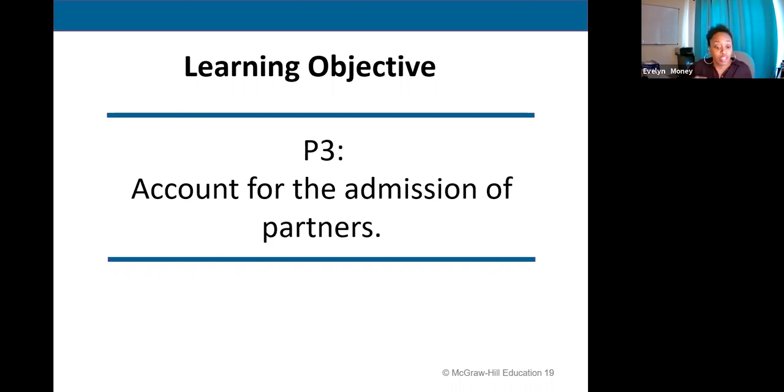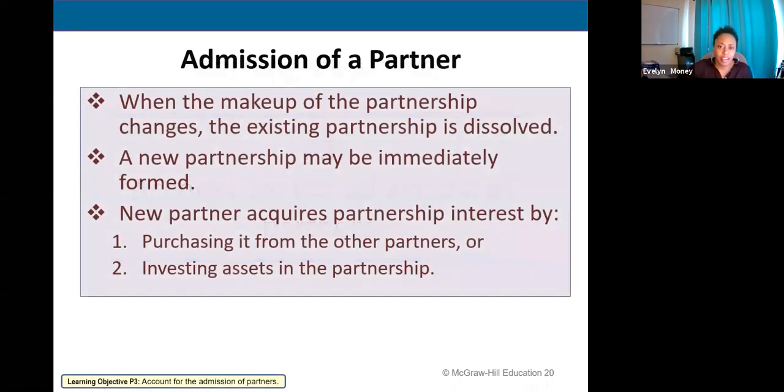So in the previous video, you were able to see the entries for the formation of a partnership. When a new partner comes in, it looks very similar in some situations. In other situations, there could be a bonus. So we'll talk about that as well as what the definition of a bonus is.